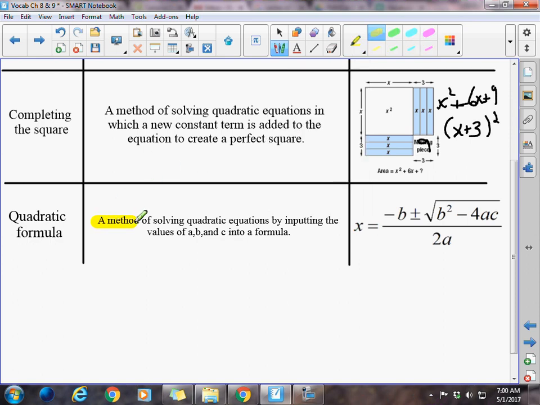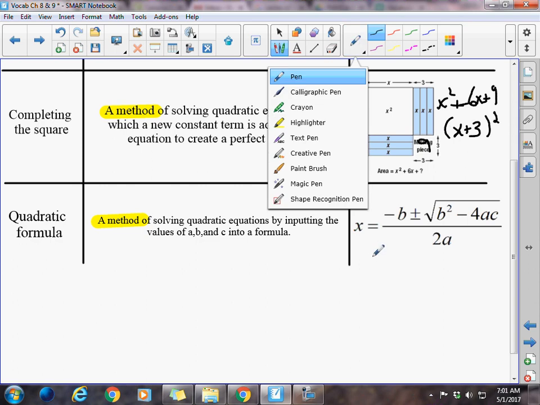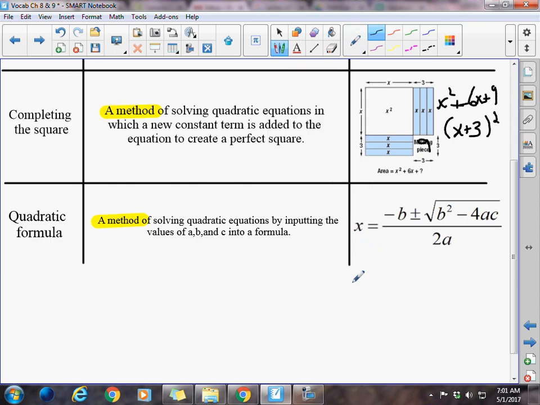Okay, so both of these are different methods. Our other method is graphing. Our other method is factoring, where you make the box. So there are 4 different methods we will have learned to figure out what x is when you have a quadratic equation. Okay, that's the whole video.